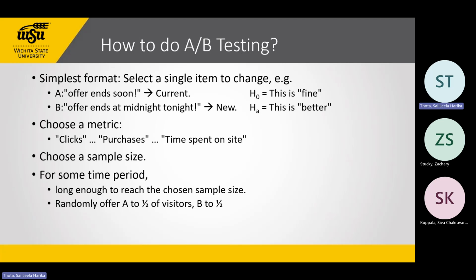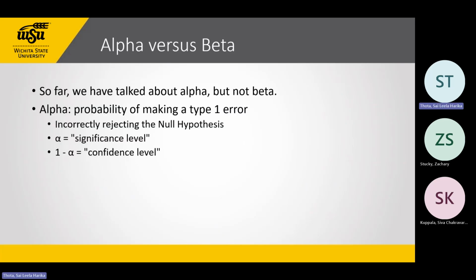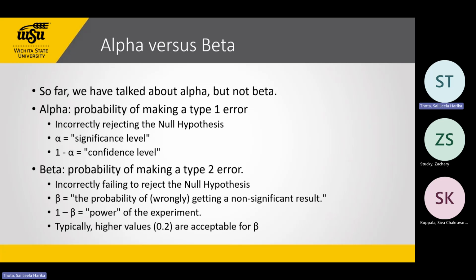So we choose a sample size for some time period long enough to reach the chosen sample size. Let us randomly offer, for example, A to half of the visitors and B to the other half of the visitors. And alpha versus beta. Previously we discussed alpha but not beta, so now let us discuss that. Alpha is nothing but type 1 error, which is a false positive, which we already discussed. It means incorrectly rejecting the null hypothesis, and alpha is the significance level and confidence level is 1 minus alpha.